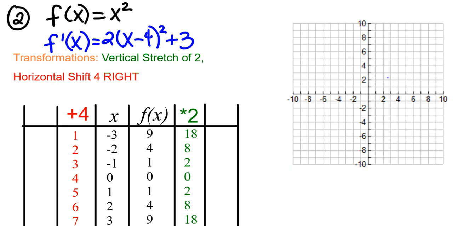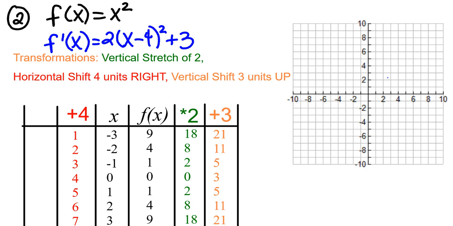We said there was one more transformation to look at, and that was the +3. Again, that's an output change. It's going to be a vertical shift up 3 units. So I'm going to take all of my outputs from where I last left them here and move them up 3 units. So I'm going to add 3 to all of those outputs. We performed all of the transformations.